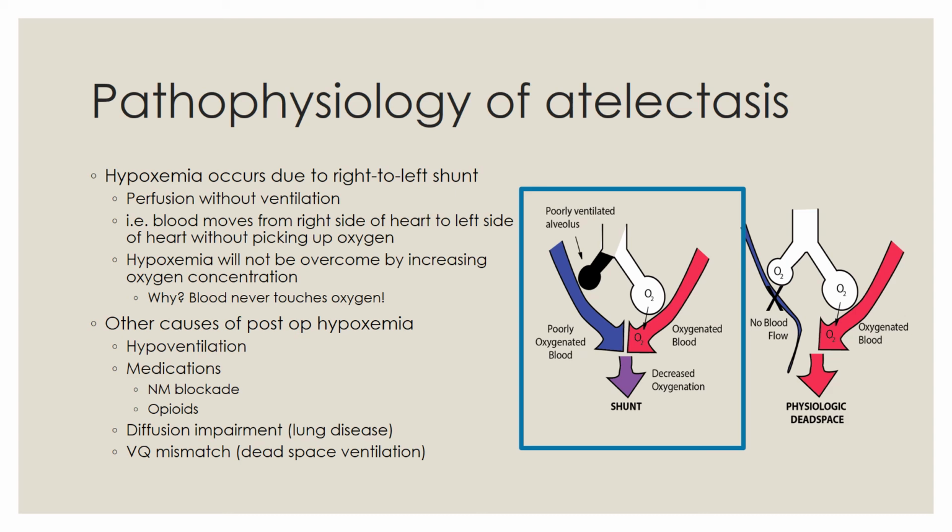Hypoxemia with a right to left shunt will not necessarily be overcome by increasing oxygen concentration, because blood never touches the oxygen. So, it doesn't really matter whether the patient's breathing 100% oxygen or 20% oxygen. Because the blood never touches the oxygen, the oxygen concentration really doesn't matter. This picture over on the right here, the circle is around the idea of shunt and how poorly oxygenated blood bypasses the lung without picking up any oxygen.